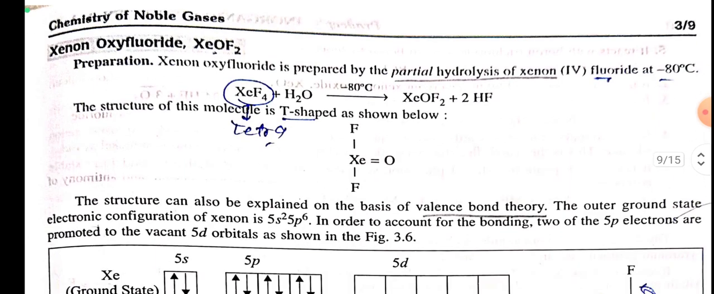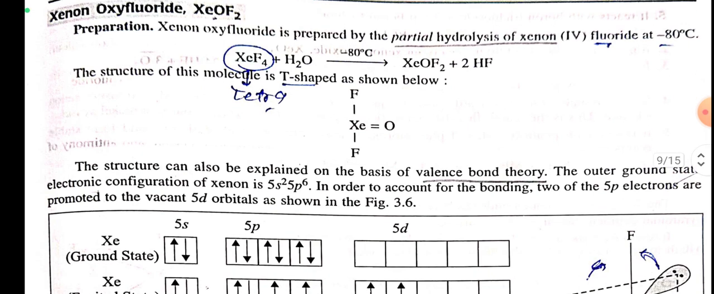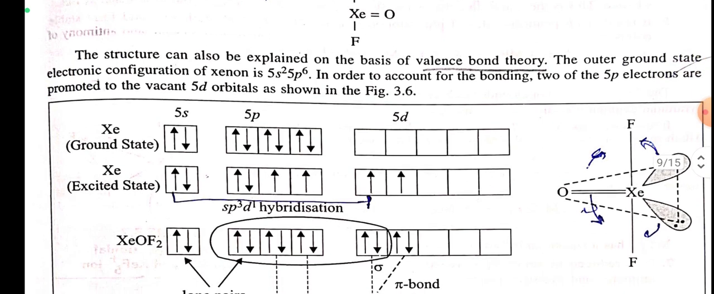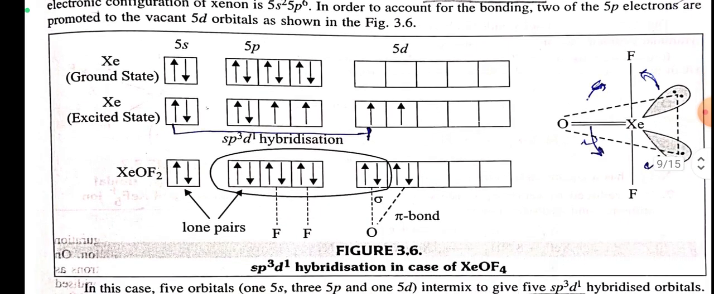Xenon oxyfluoride, XeOF2. Preparation. Xenon oxyfluoride is prepared by partial hydrolysis of xenon tetrafluoride at minus 80 degrees Celsius. The structure of this molecule is T-shaped. The structure can also be explained on the basis of VBT. The outer ground state electronic configuration of xenon is 5s2 5p6. In order to account for bonding, 2 of the 5p electrons are promoted to vacant d orbitals.